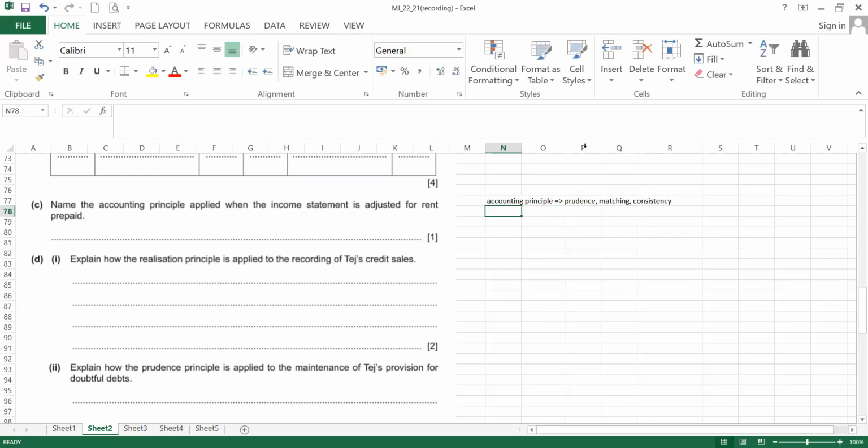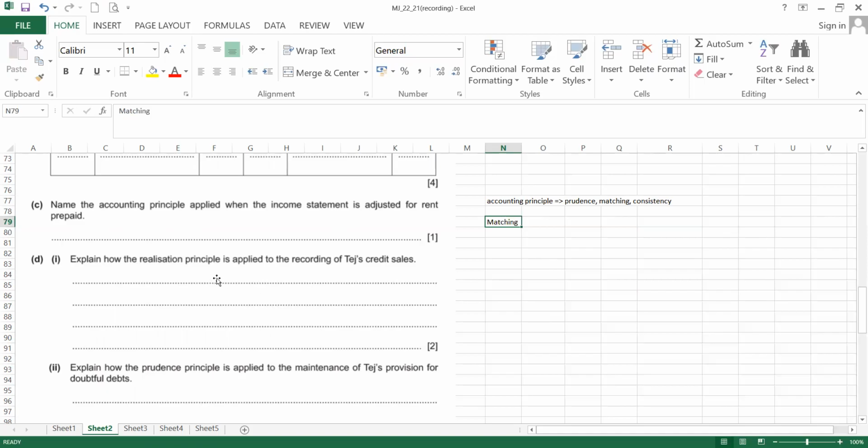So in here, prudence is not to overstate the profit and the asset, whereas matching concept is cost or expenses incurred matched to the revenue earned. Consistency is talking about the method. So method in here is not so important for the other payable, other receivable topic. More important are these two, prudence and matching. Because this is talking about adjustment for the rent prepaid, this rent prepaid adjustment is using the matching principle. Okay, the answer should be matching principle.